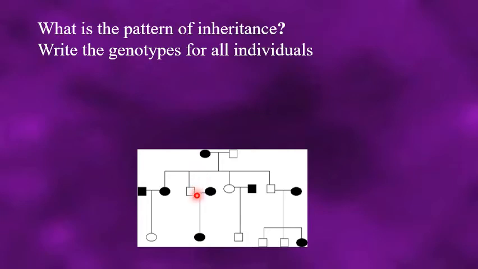We can see in F1 the disorder appears in males and females equally. Also in the second filial generation, F2. That means the pedigree is autosomal. Second, determine whether the disorder is dominant or recessive. We can see the disorder appears in all generations without skipping. That means the disorder is dominant. So this pedigree is autosomal dominant.